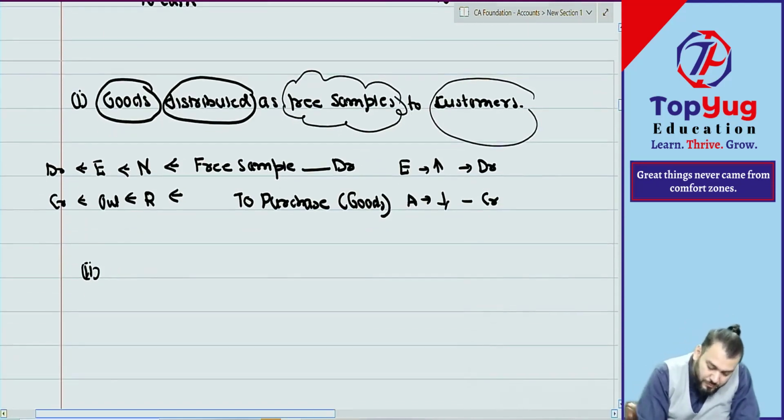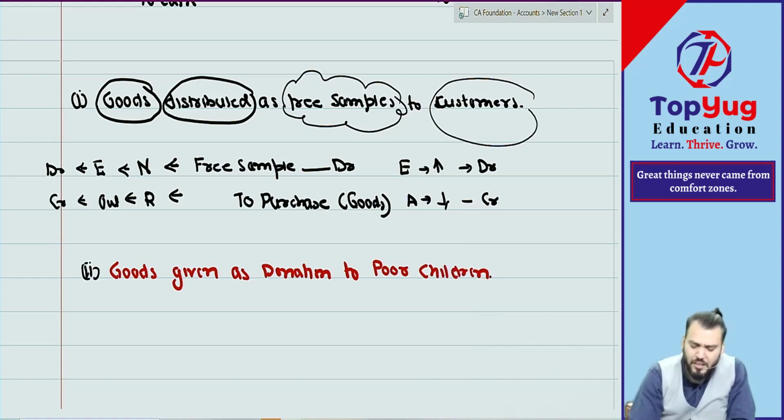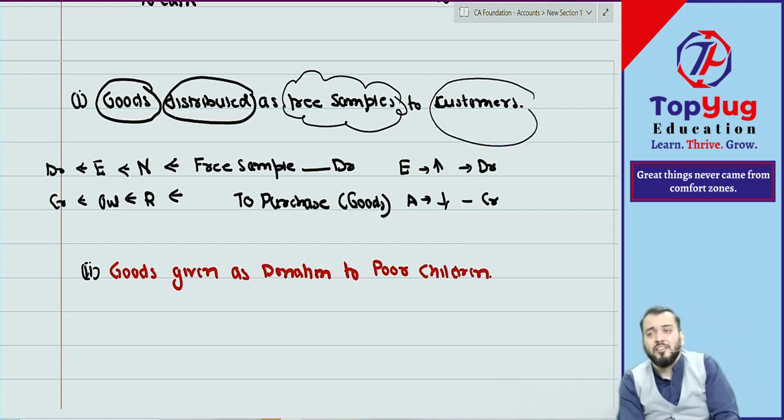Goods given as donation to poor children. Understood? Goods given as donation. Sometimes what happens?